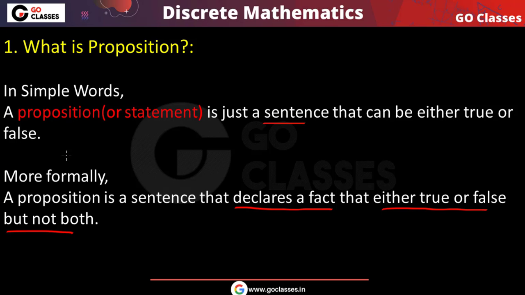So what is a proposition? A proposition is a declarative sentence which declares a fact, and that is either true or false. It cannot be both. If it is true, then it is not false; if it is not true, then it is false; if it is not false, then it is true. So this is the definition of proposition. This is a sentence which is true or false.